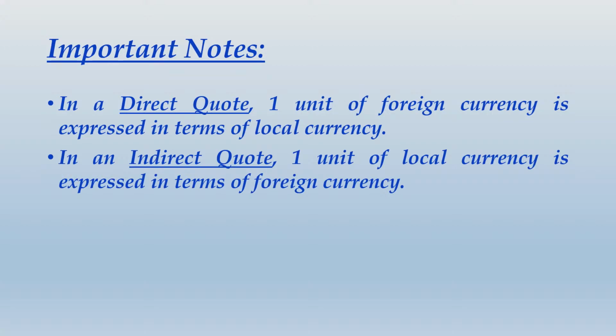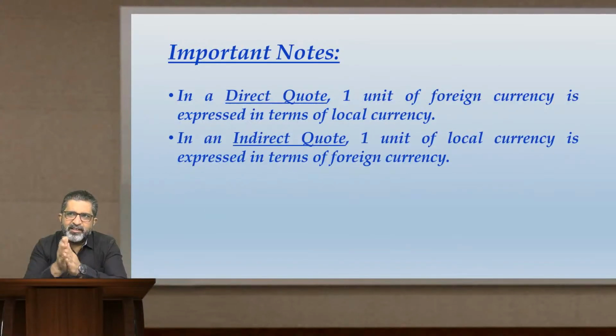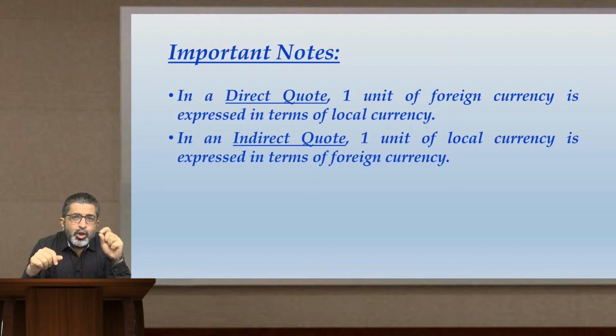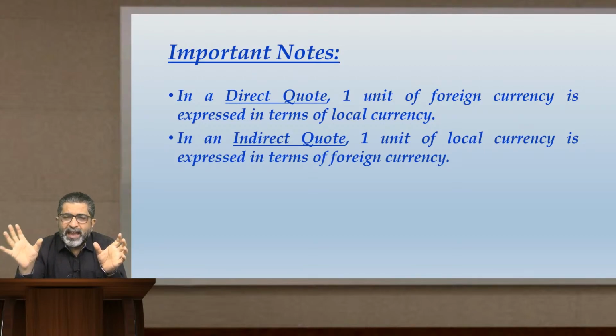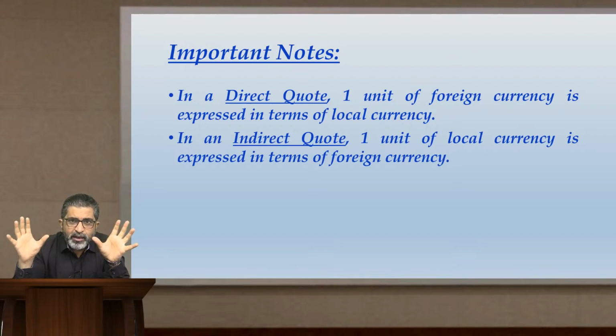Now sometimes, let us take a different example. Suppose I say USD 1 equals JPY 112, which means 1 unit of US dollar is equal to 112 units of Japanese yen. Now is this a direct quote or indirect quote? What is given? The quote is given for 1 unit of US dollar.